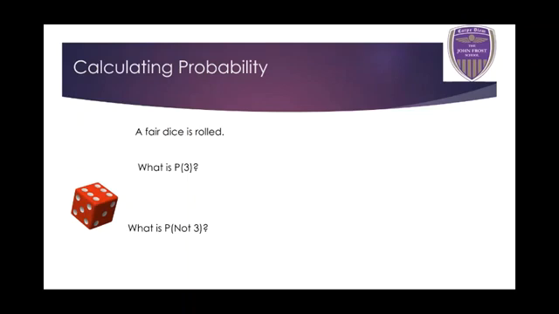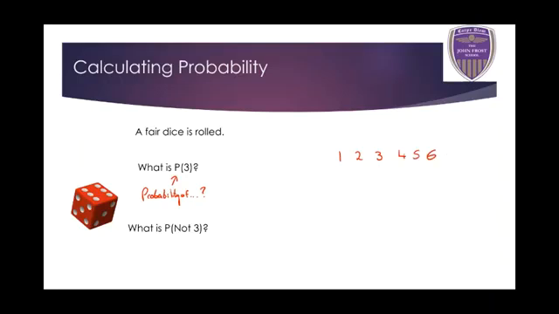So if we roll a fair dice, what is P(3)? Remember, P brackets 3 just means probability of that happening. It's just probability of, and it could be anything. So in this case, what is the probability of rolling a 3? Well, let's think about the numbers on a dice. We've got 1, 2, 3, 4, 5, and 6.